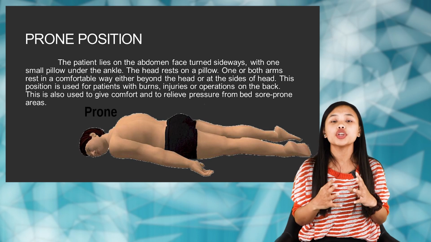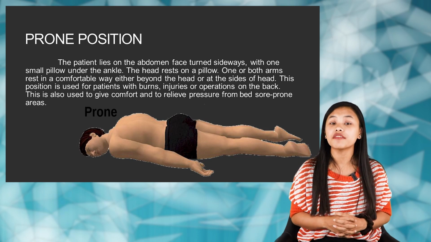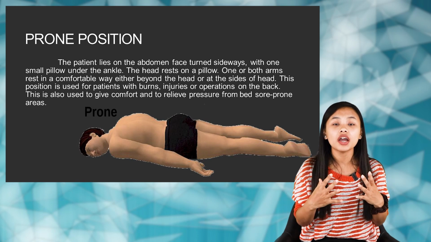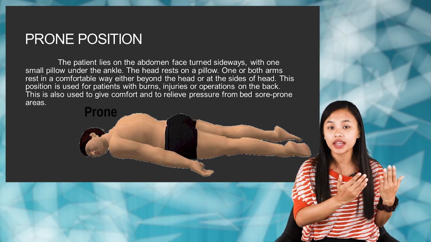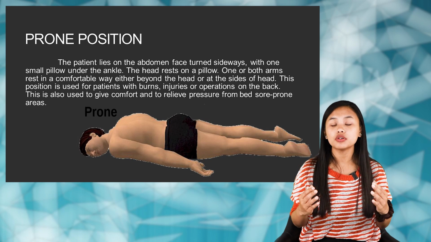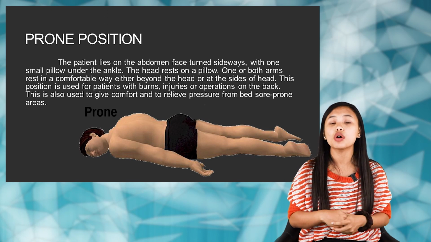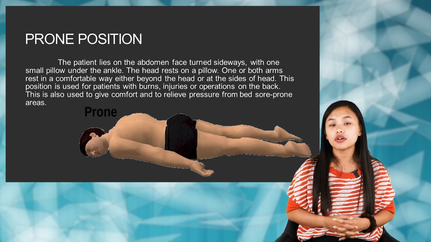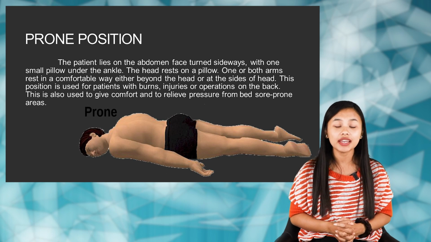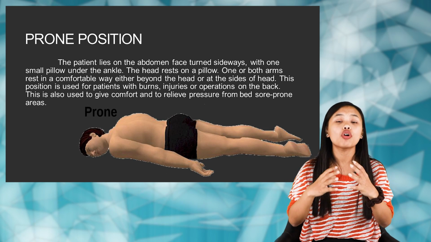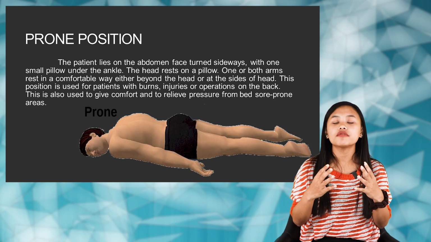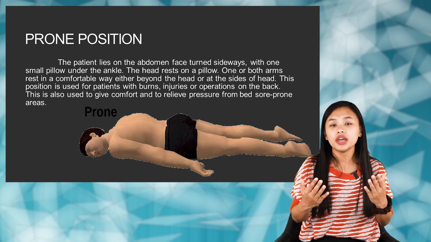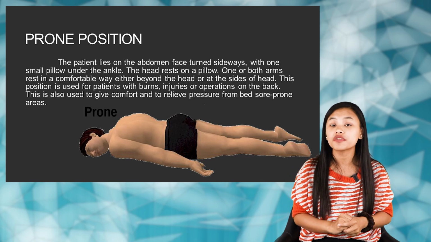So here what you will be doing is that you will be advising the client to lie on his or her abdomen with her face turned to the side and with one small pillow under the ankles. So here you will also be providing a pillow for the client to rest his head, as well as here one or both arms of the client must be at rest in a comfortable way, either beyond the head or at the sides of the head.